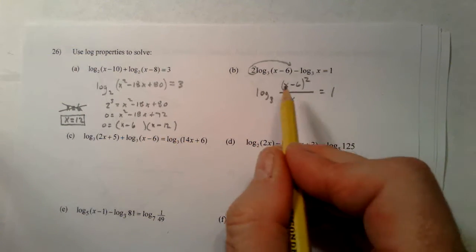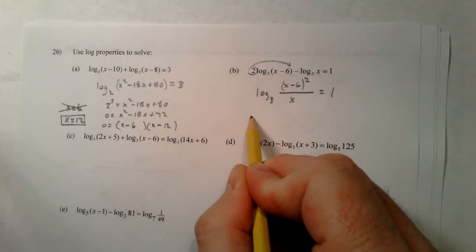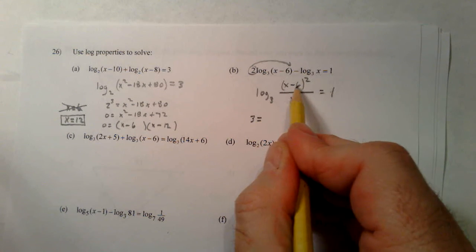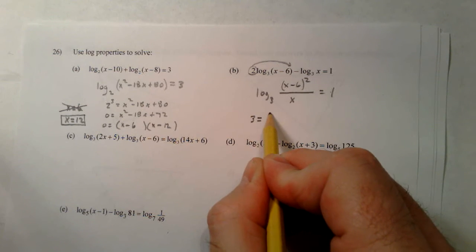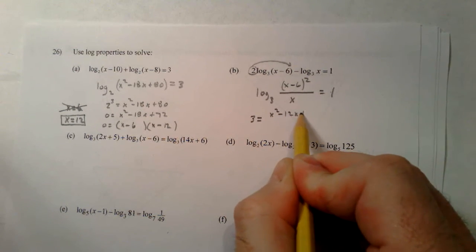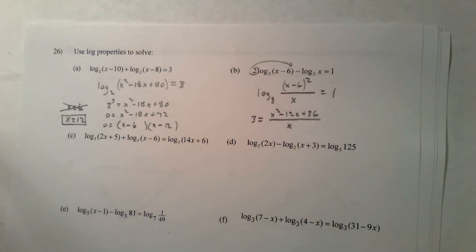All right, take this logarithm form, rewrite it in exponent form, 3 to the 1 power. 3 to the 1 power is just 3. And that would be equal to this. I go ahead and take this x minus 6. I'm going to multiply it out. X squared minus 12x plus 36 on top of this x.